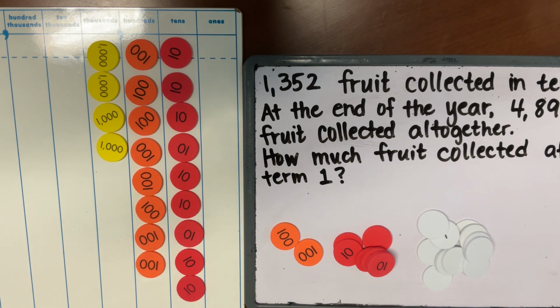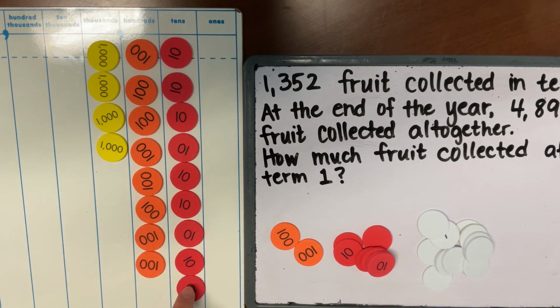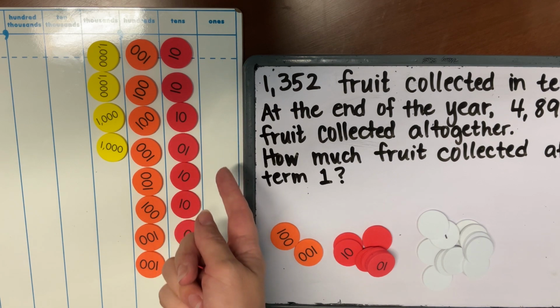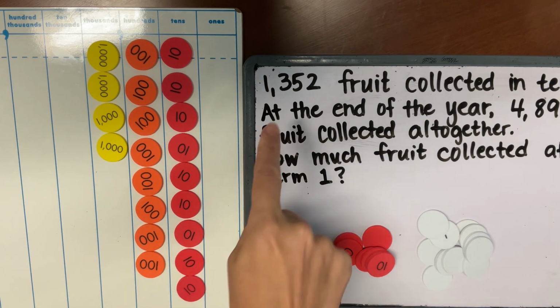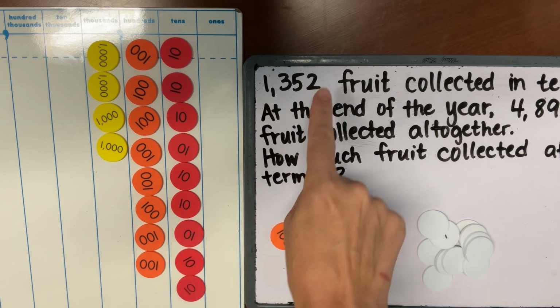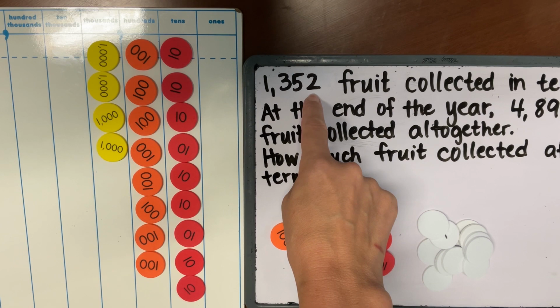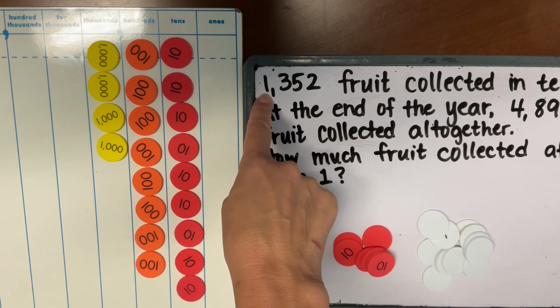I had to think backwards because at the end of the year, I know they had 4,890, no ones, but I know I need to take away term 1 to find out what they had the rest of the year, terms 2 and 3. So I'm going to go ahead and take away the 1,352. Now, many adults say, oh, you have to start with the ones and then go over. But I don't have to, actually. I think I'm going to start with the thousands because it's easier for me.